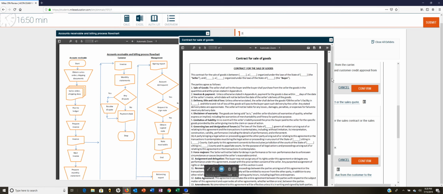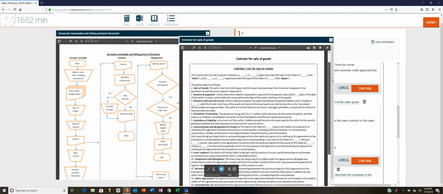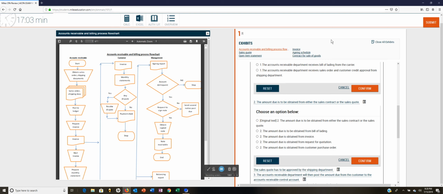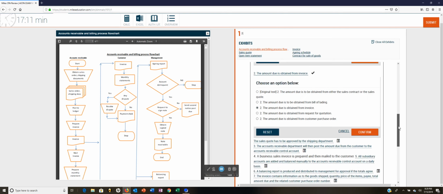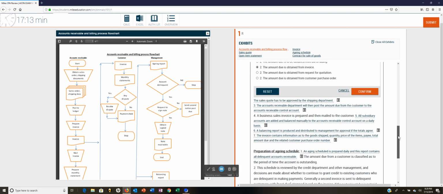Do you see a price there? I don't. Sale of goods, invoices and payment. This is more a description of what we're obligated to do. So I'm going to select the amount due is obtained from the invoice. Okay? Notice I haven't confirmed anything yet. We have a chance to do that. We can do that later.